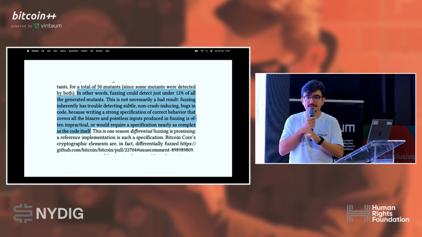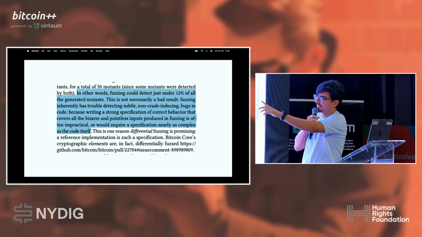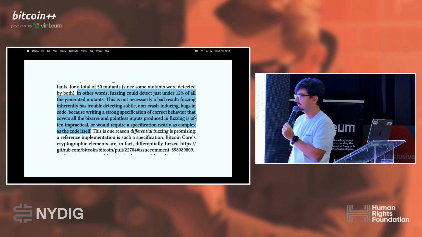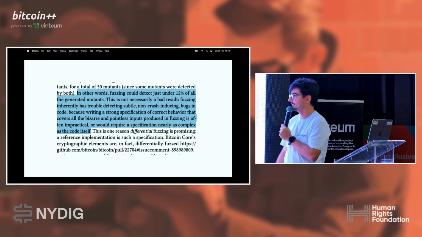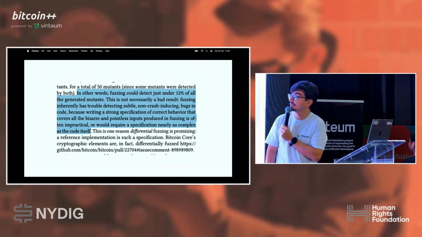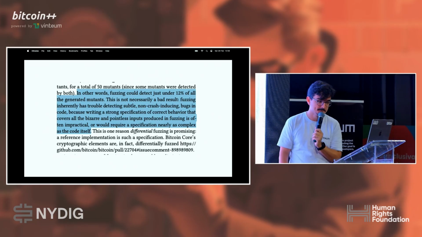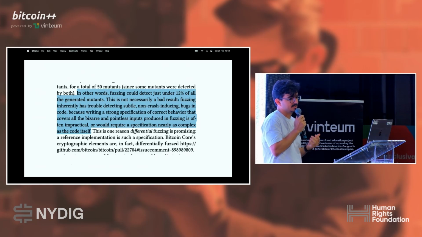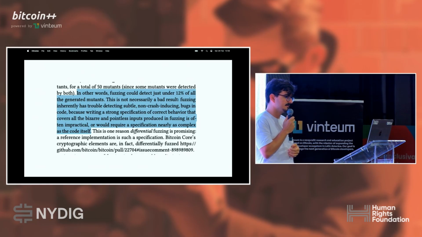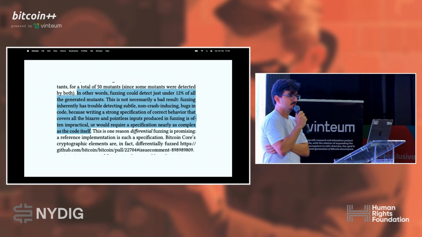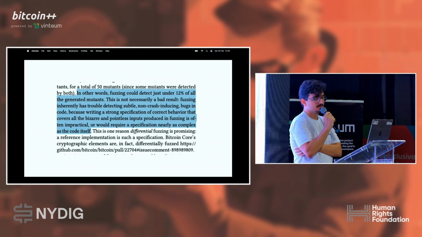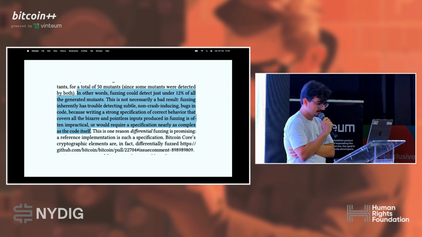So this is not a really bad result. It's expected. And they say this is one reason differential fuzzing is promised, because a first implementation, like Bitcoin Core, is such a specification. So they also point this out. And okay, so I was reading this paper, and they used mutation testing. So fuzzing could detect just under 12% of all generated mutants. Cool. This is not necessarily a bad result, I agree.